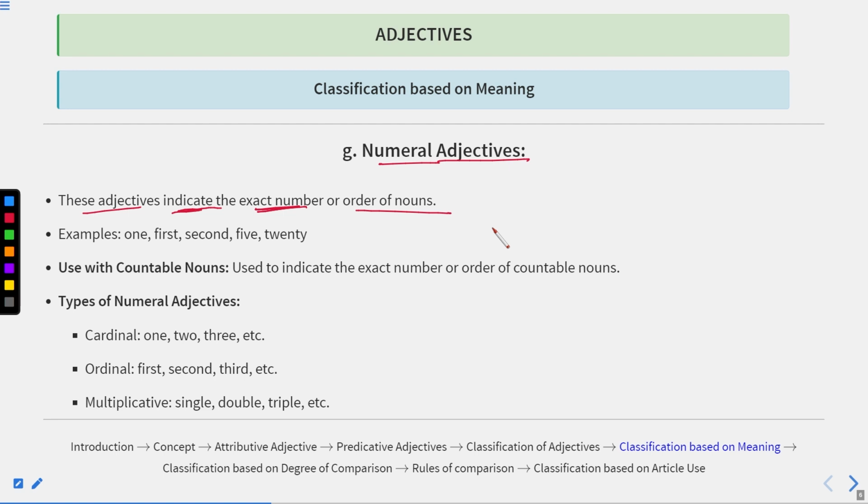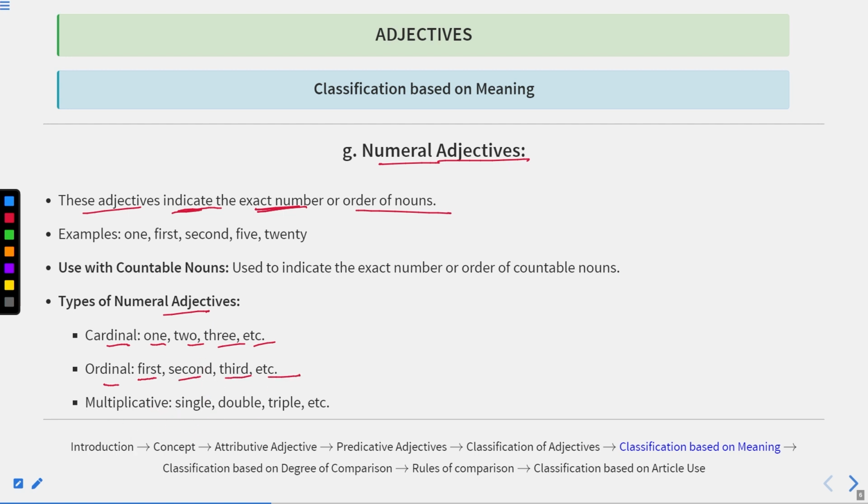Examples: one, first, second, five, twenty. Now, this numeral category, that is, the definite category of numeral adjectives, can be divided into two further parts, that is, either cardinal or ordinal. Cardinal type of numeral adjectives is one, two, three, and so on. Ordinal means first, second, third, etc.